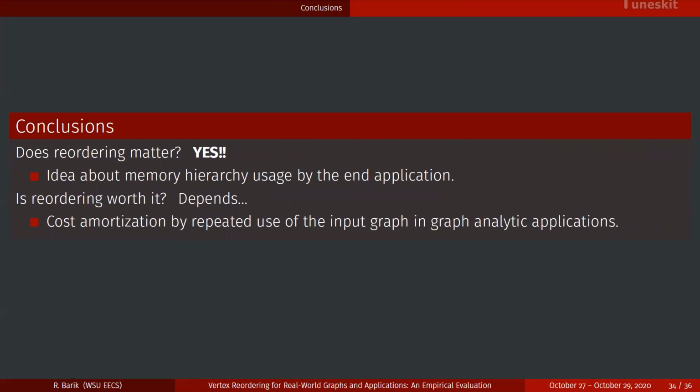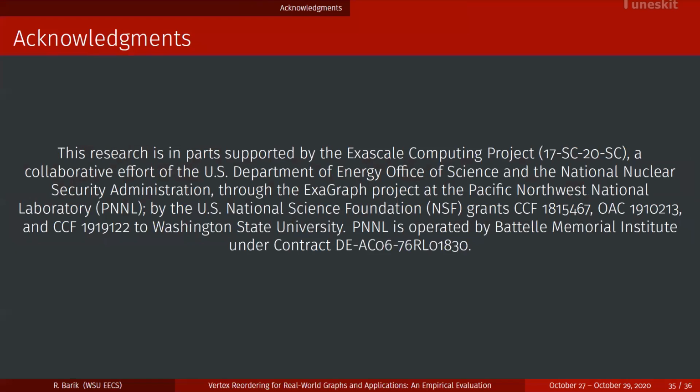Finally, does reordering matter? Yes, definitely. It shows us how the end application will use the memory hierarchy. But is reordering worth it? Well, if the input graph is used enough times to amortize the cost of reordering, then yes.